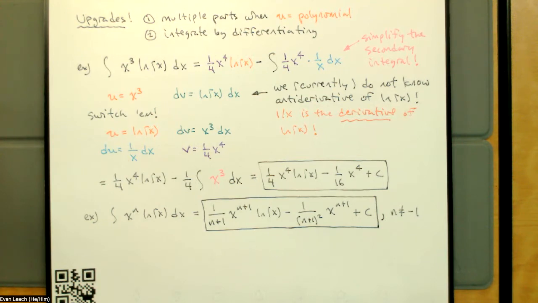So we realized in the previous problem, there was nothing special about 3. It led to all those 4s. 1 over 4, x to the 4th, natural log of x minus 1 over 4 squared, x to the 4th, plus some constant. So if we've got an x to the n times natural log of x, we can just write down what the answer is. Any questions?